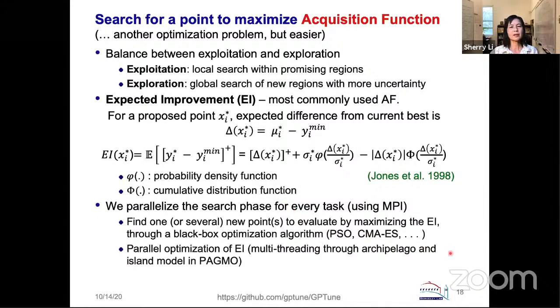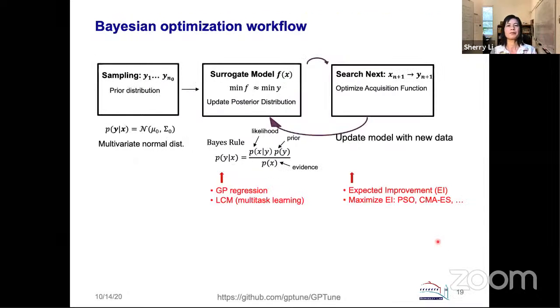As I said, this problem does not have a gradient, so we need to use some other black box optimization algorithm. For example, the particle swarm algorithm we're using, and some other options. But the time to optimize this is really fast.